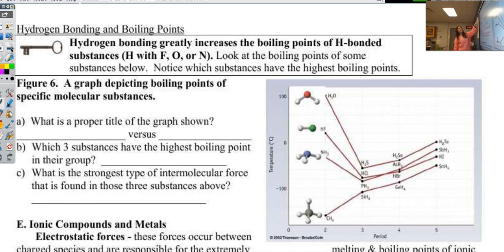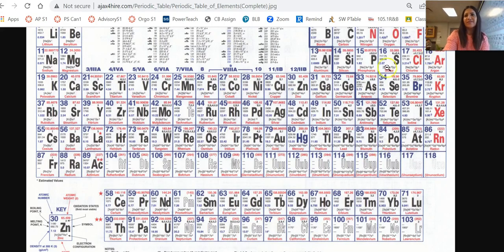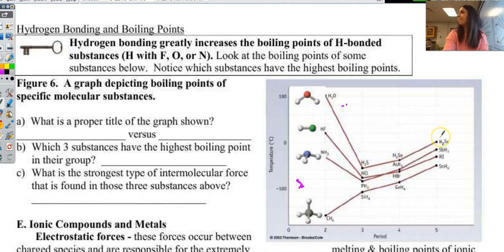So hydrogen bonding greatly increases boiling points. If we take a look at the boiling points, if you didn't see this part and you were only looking right here, what could you tell me about the trend going from sulfur to selenium to tellurium? As we go down the periodic table, what are you noticing? The boiling point is increasing. Okay, so we can see that the boiling point is definitely increasing on there.